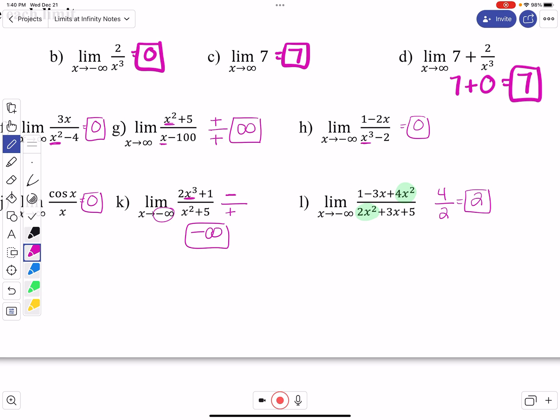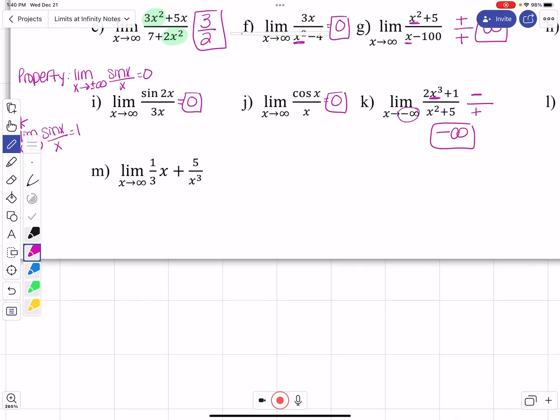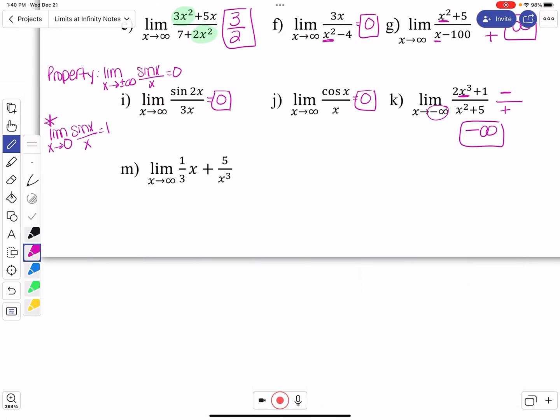So real quick, I just want to show you, oh wait, we have one more. Almost missed that one. On this one, a 1/3 times x. If you think of 1/3 times infinity, that's just going to be infinity. And then 5 over x cubed, that's a number over infinity, so that's like our top rule there. That's just a 0. Infinity plus 0 is going to give us infinity.